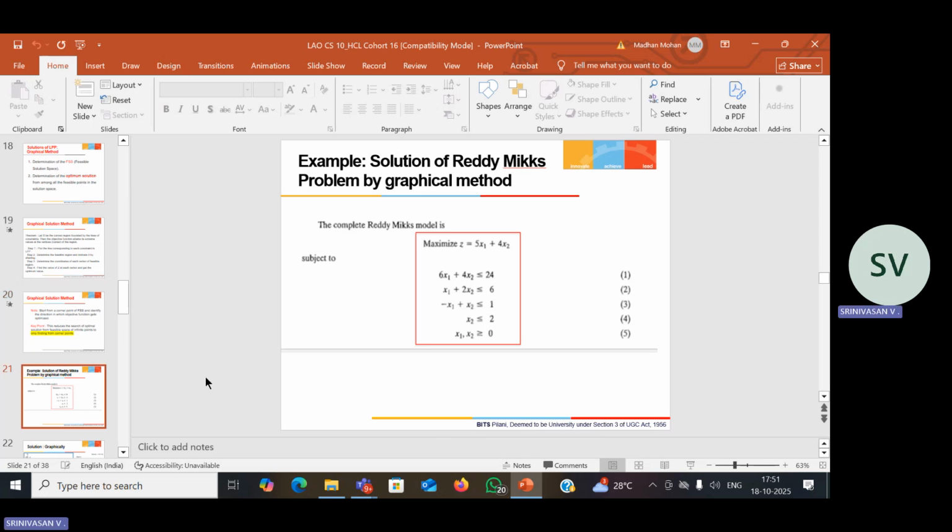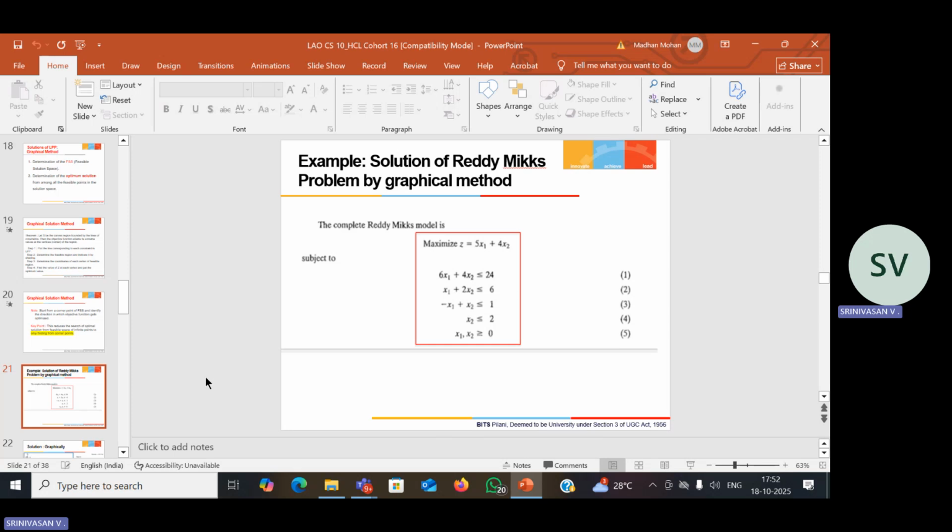The solution of the ready mix problem by graphical method. So already we have formulated the ready mix problem as an LPP just a few minutes back, and we are now ready with the LPP straight away. The complete ready mix model is: maximize Z = 5x1 + 4x2, subject to the constraints 6x1 + 4x2 ≤ 24, x1 + 2x2 ≤ 6, -x1 + x2 ≤ 1, x2 ≤ 2, x1, x2 ≥ 0. So now we are going to solve this LPP by graphical method.